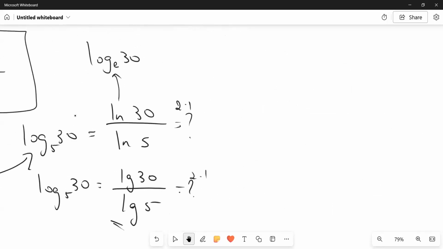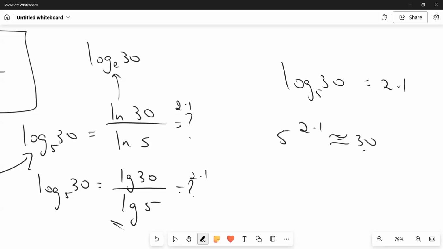Because remember, we were trying to evaluate the logarithm of 30 with a base of 5, and we found that to be 2.1. So 5 to the 2.1 should approximate to 30. It should be 29 point something, close to 30. Figure out how you can do this with your calculator.